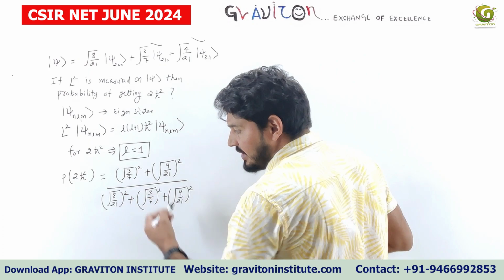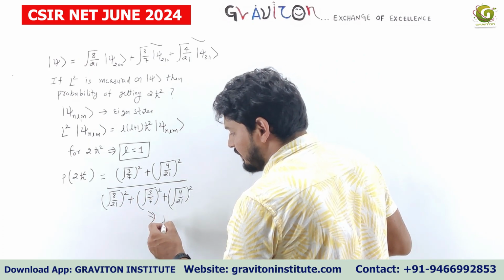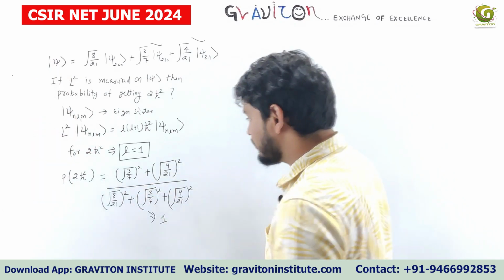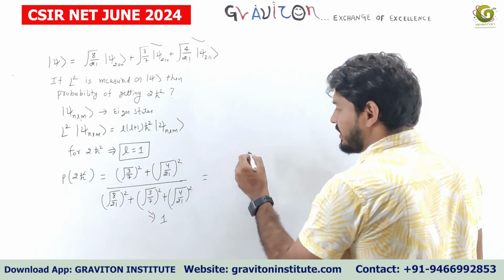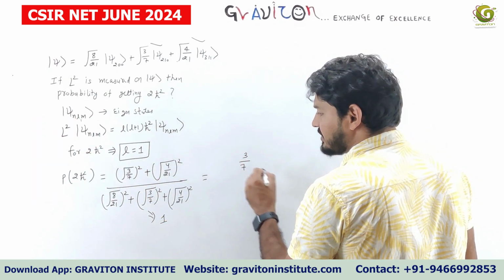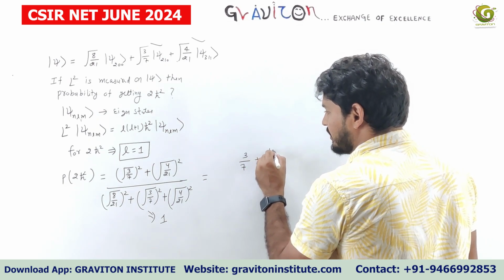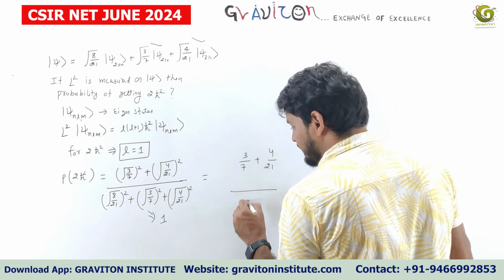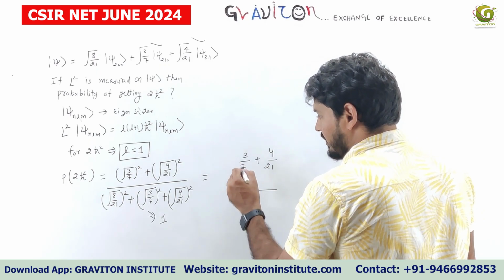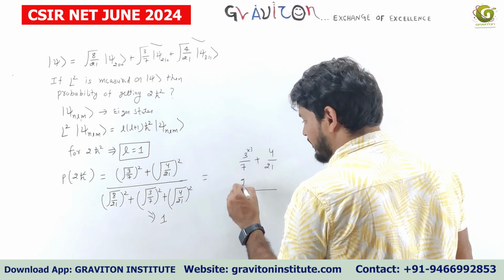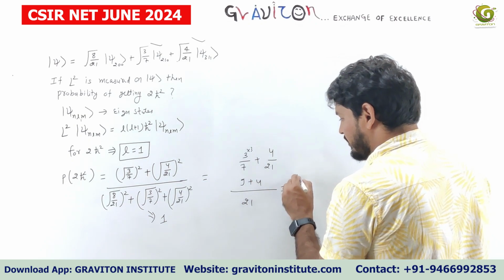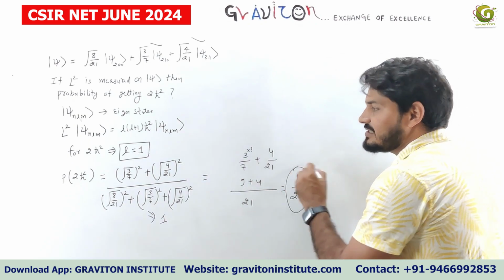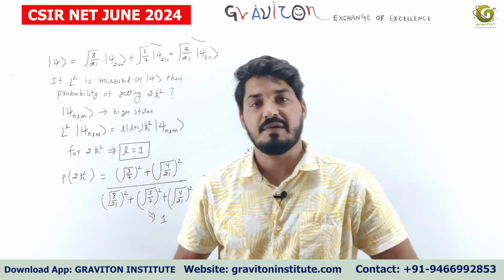You see this denominator, if you solve this denominator, this will give you 1 because this one is already a normalized state. So now this is very simple. This will become 3 by 7 plus 4 by 21. You can take the LCM 21 and this will become 3 into 3, 9 plus 4. This is 13 by 21. This is the answer. So see how simple the question is.